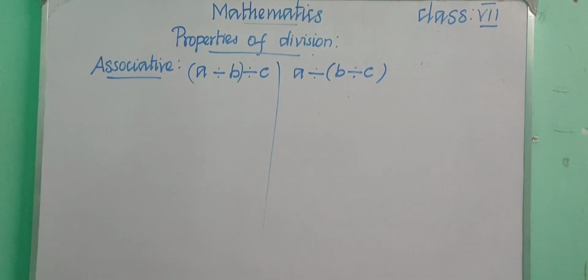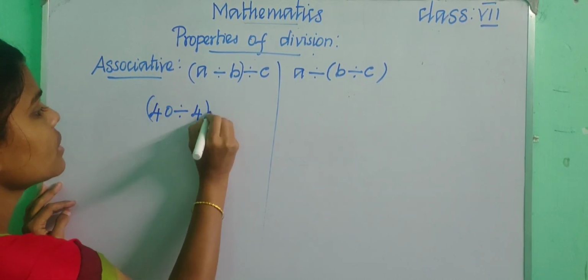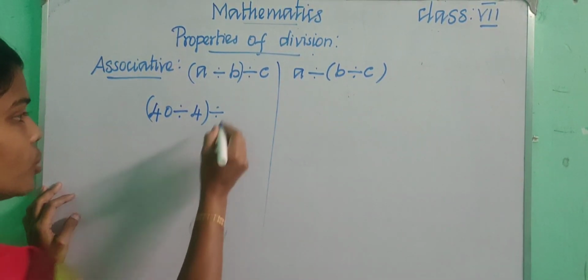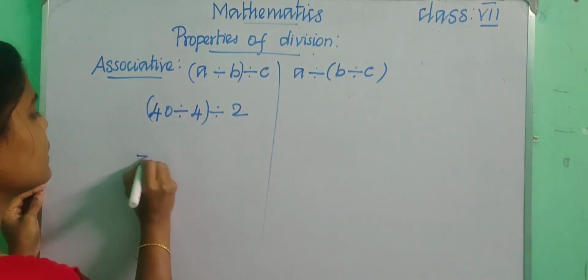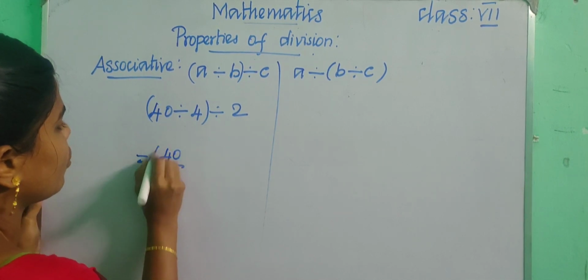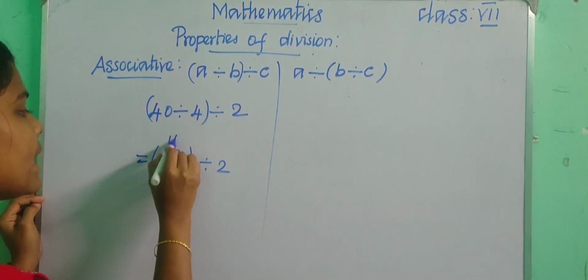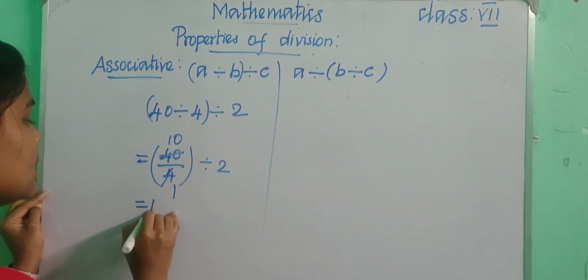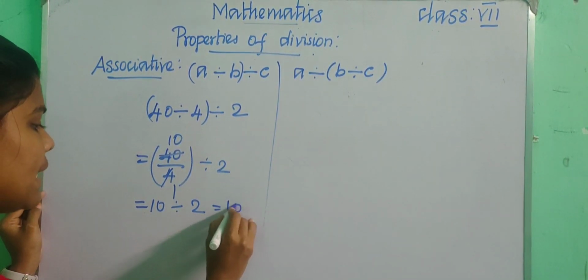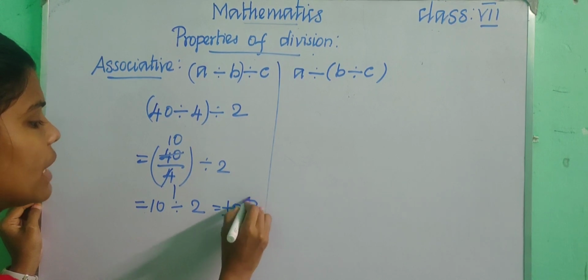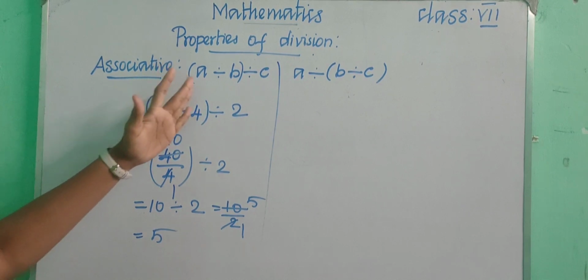So let me take A as 40. 40 divided by 4 divided by 2. Children, first of all let us solve the bracket. 40 divided by 4 means 1 4 is 4 and 10 4s are 40. So we got 10 divided by 2. 10 divided by 2, how will you write? 10 upon 2. 1 2 is 2 and 5 2s are 10. So we got the answer as 5. For the left hand side we got the answer as 5.